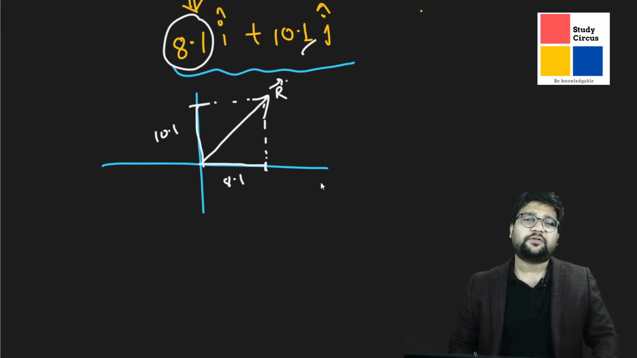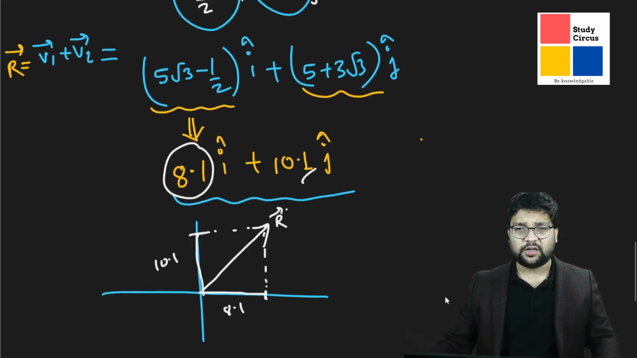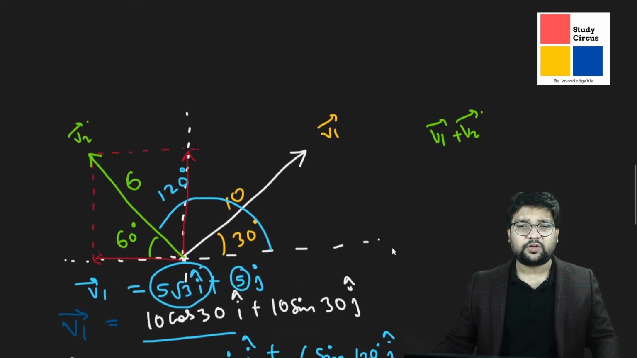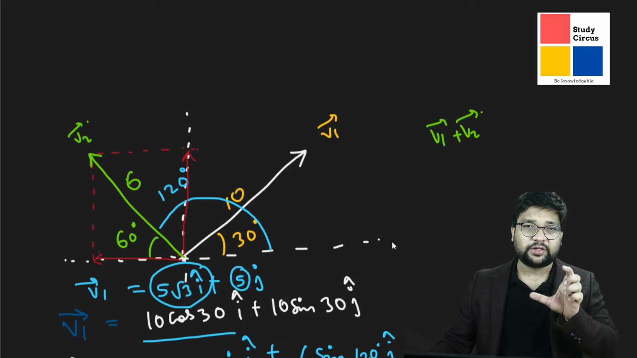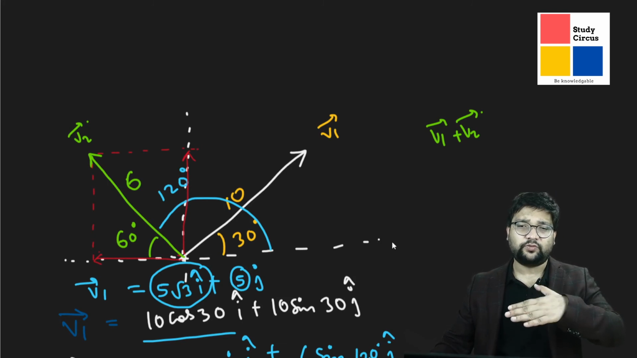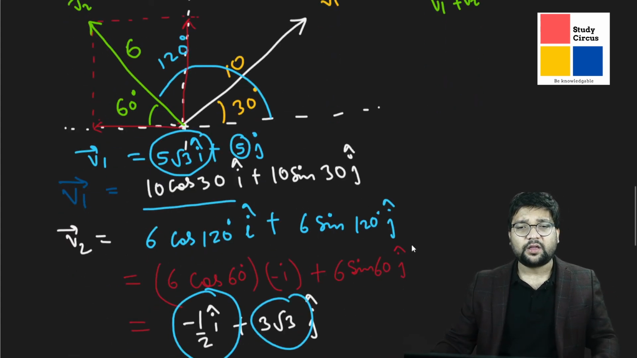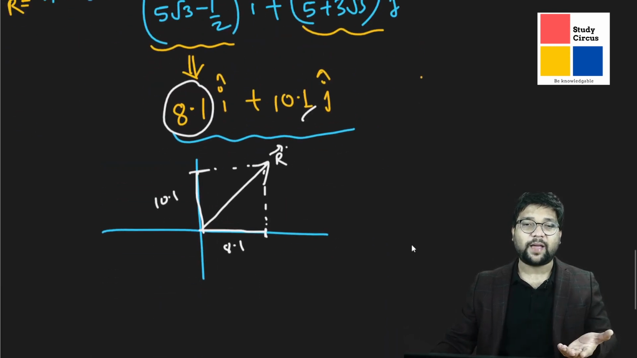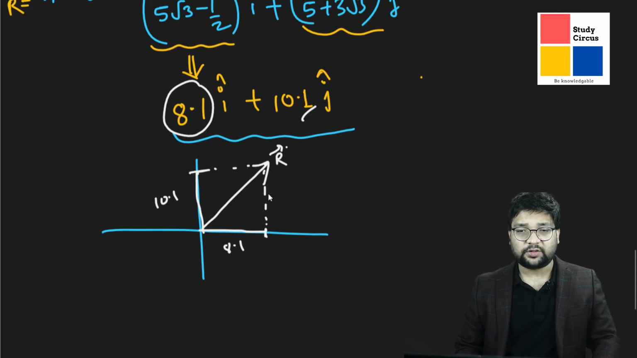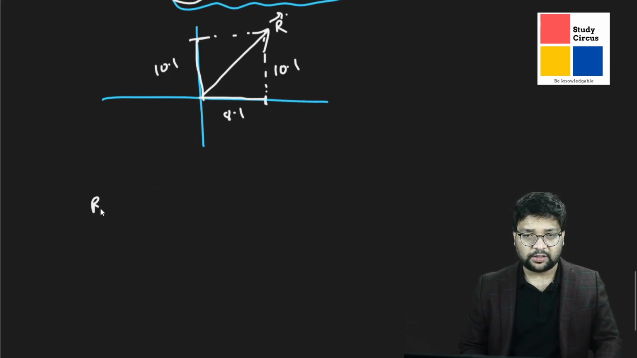Now I have found out the vector in this form. So now what is the magnitude of the vector? What is the length? Vector v1 was of magnitude 10, and the magnitude of vector v2 was 6. The angles we also knew: 30 degrees from the x-axis and 60 degrees from the negative x-axis. Now what is the magnitude of the resultant? By simple Pythagoras theorem you can find the length.